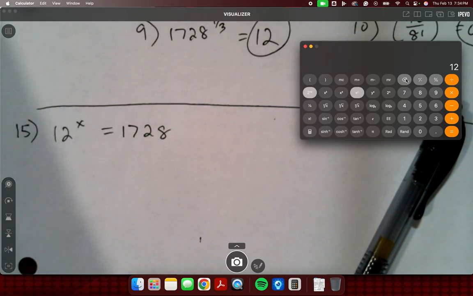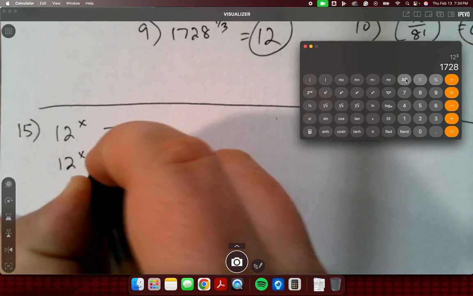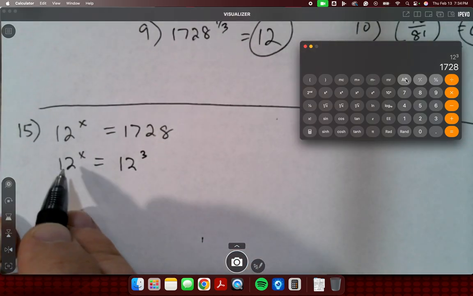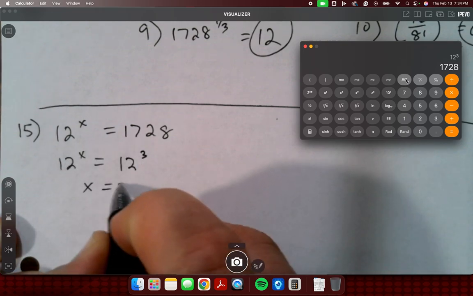So like 12 raised to the third. Oh, I got lucky. Very first time. So 12 raised to the x power equals 12 to the third power. And if the bases are equal, the exponents also have to be equal. So that means x equals 3.